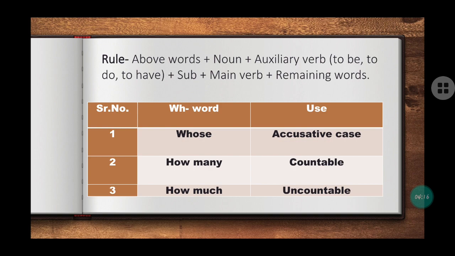The rule is repeated. Now, when do we use whose? We use the word whose to frame a question when it is an accusative case. Accusative case is nothing but the object. For example, I saw her. In this sentence, her is an accusative case, that is the object. So, it belongs to her. It is hers. Whose it is hers. For countable, you will use how many, and for uncountable, you will use how much.